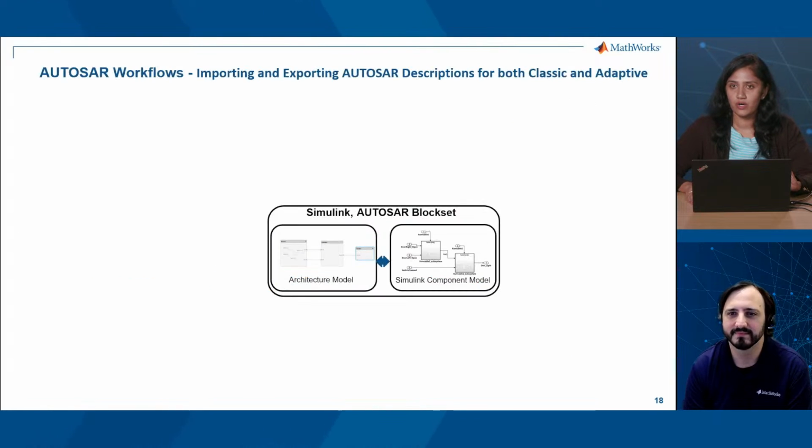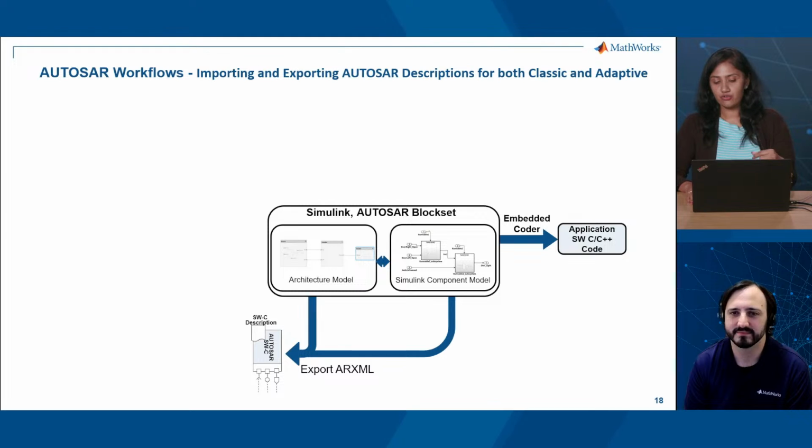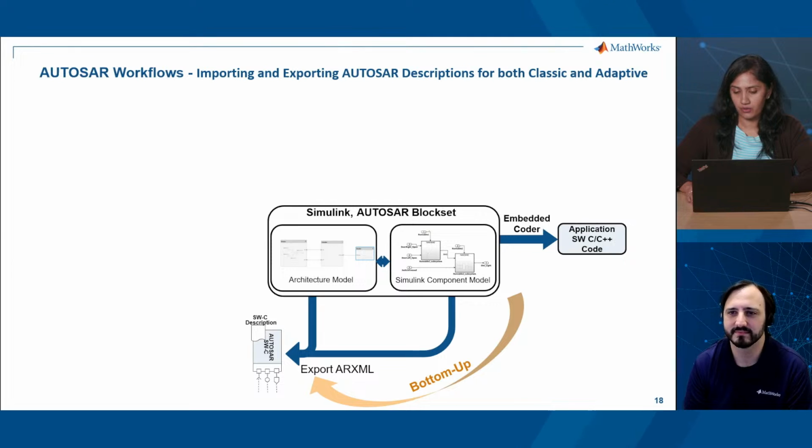All right, now let's move on to the AUTOSAR design workflow. If you already have an existing Simulink model, you can configure your model for AUTOSAR directly in Simulink, or you can port your architecture model to AUTOSAR as well. I'll talk about that in a bit. Once your application is developed, you can generate C or C++ code, C for AUTOSAR Classic and C++ for AUTOSAR Adaptive, using Embedded Coder. Simultaneously, you can generate AUTOSAR XMLs. And this is the bottom-up workflow.